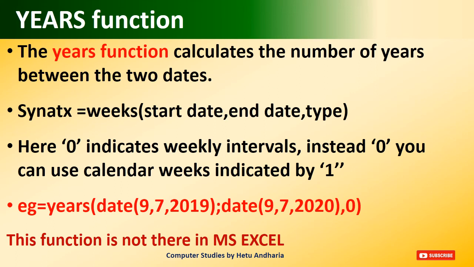YEARS function. This function is also not there in Excel. This function is the same as the DAYS function. The YEARS function calculates the number of years between two dates. The syntax is equal to YEARS, bracket, start date, end date, and then you have to mention the type. Now I am not able to understand what this 0 and 1 mean. What is there in the textbook I have typed here. Here 0 indicates weekly intervals. Instead of 0, you can use calendar weeks indicated by 1, and the syntax is like this.